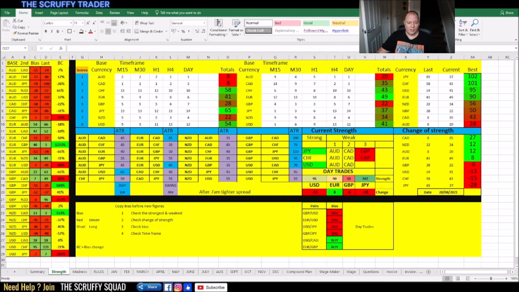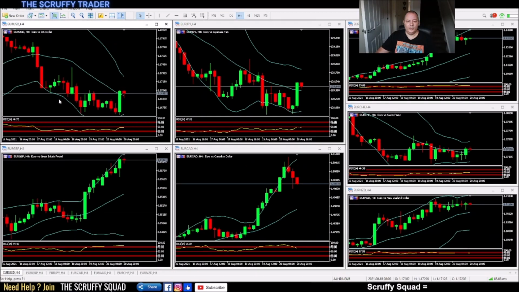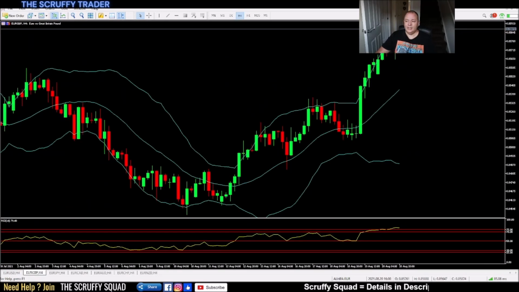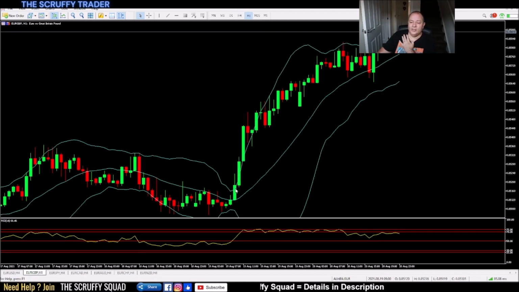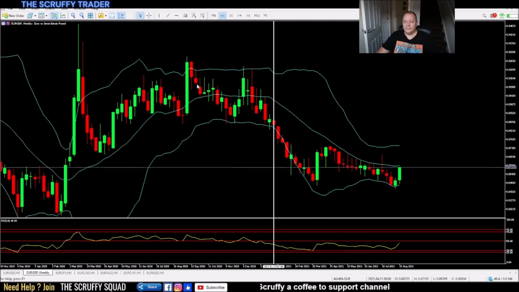In fact, we'll have a quick look at that one just while we are here. Okay, so is that euro pound? Well, straight away you can see it. That is about as extreme as it gets, and that's the 4-hour chart. If you look at the hourly, wallop, still got a lot of momentum in the market, but go out to your daily, have a look at it. There is your change of strength. That is a whopper.